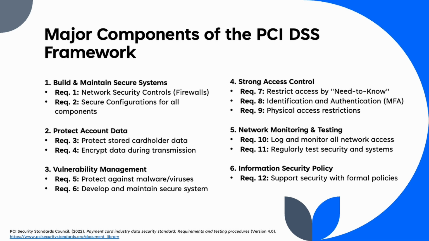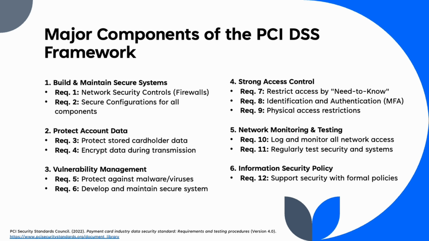Organizations must use properly configured firewalls and secure system settings to reduce vulnerabilities. So for example, a large retailer like Walmart segments its network so payment systems are separated from public Wi-Fi and employee systems. Removing default passwords and disabling unnecessary services helps prevent attackers from gaining easy access to information.